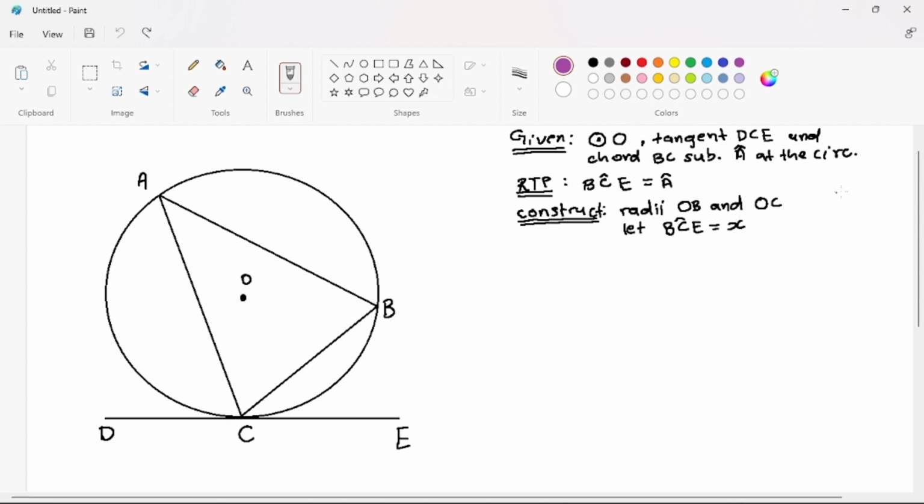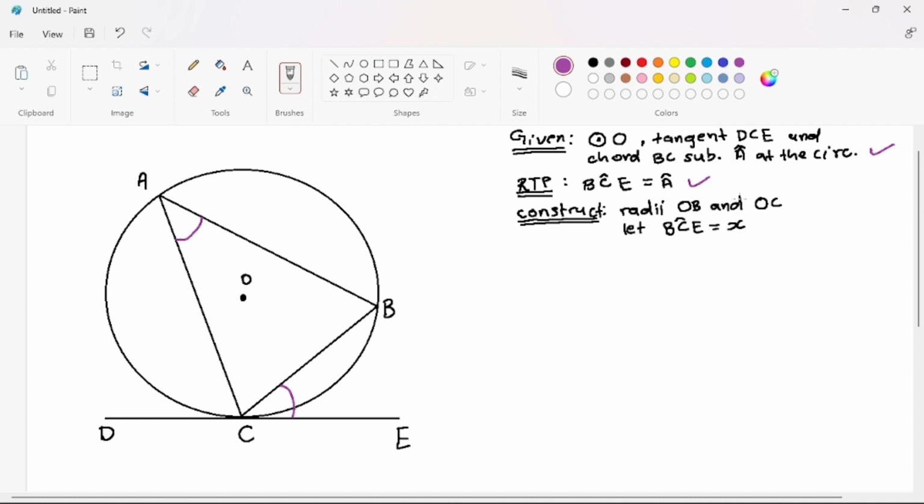So firstly, we are going to state what we are given. We are given center O and a tangent DCE and a chord that subtends angle A at the circumference. And what we are required to prove is that angle BCE, which is this one, is equal to angle A. That's what we are required to prove.